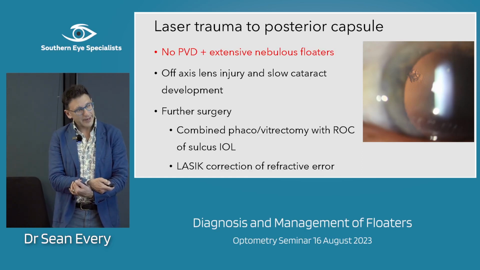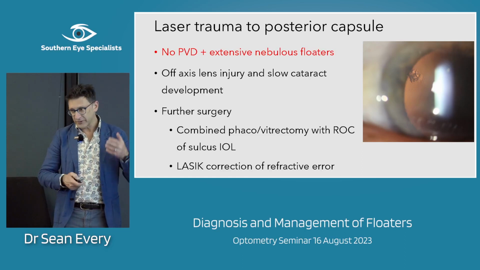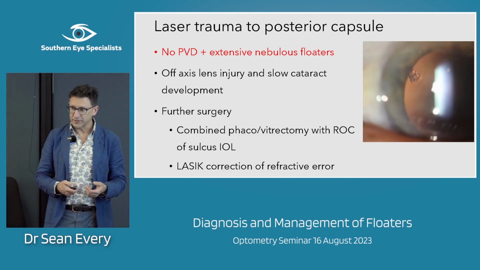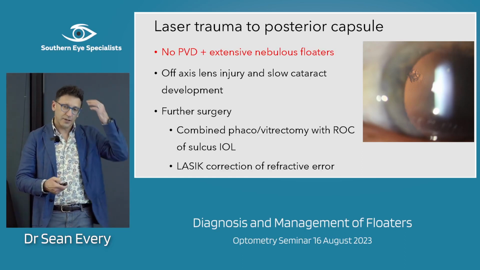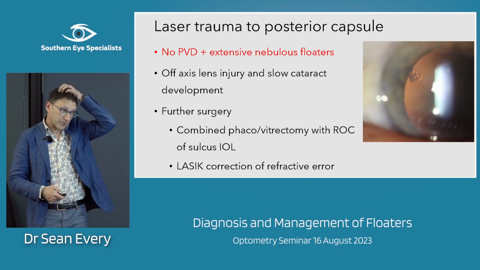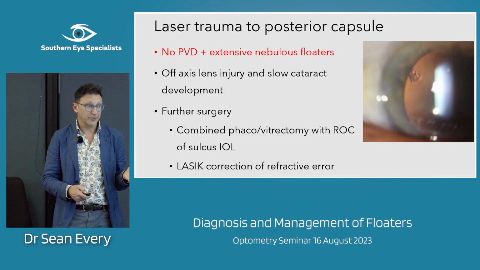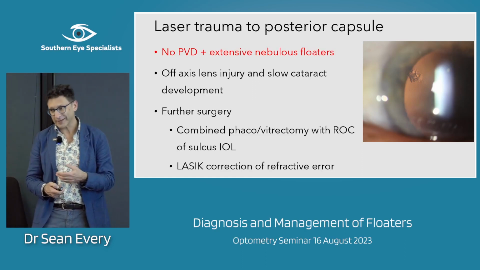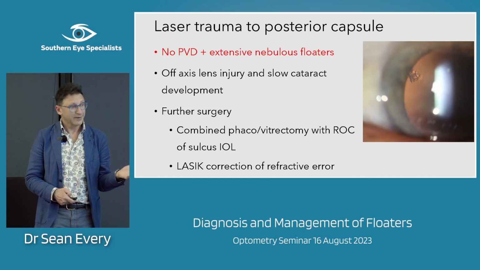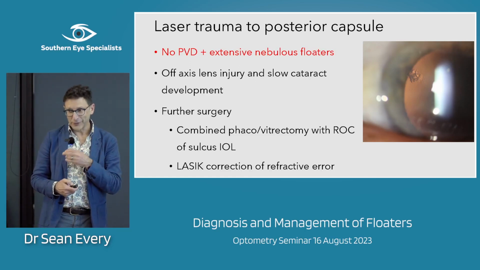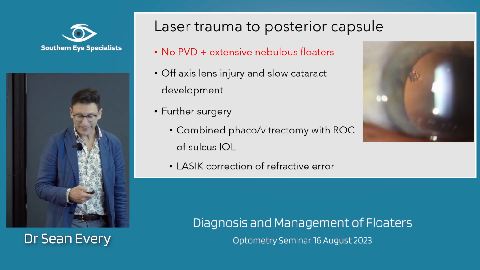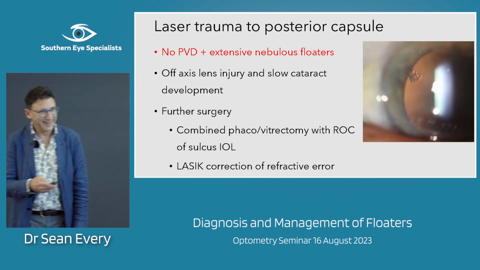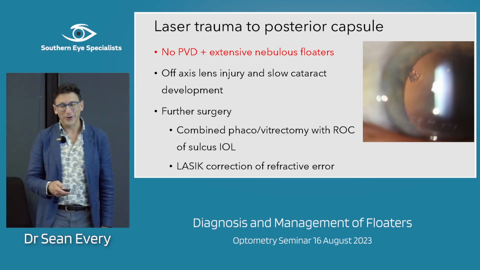So, they needed a combined phaco-vitrectomy, but with a nice anterior capsulotomy and reverse optic capture, pushing the optic through the anterior capsulotomy of a sulcus lens. And then, because as soon as you start doing that you're not putting the lens in the bag, you get an increased rate of refractive errors, and they're not happy about that. So, a bit of LASIK, and now floater-free and 6/3 vision. Really happy. But it was quite a process.